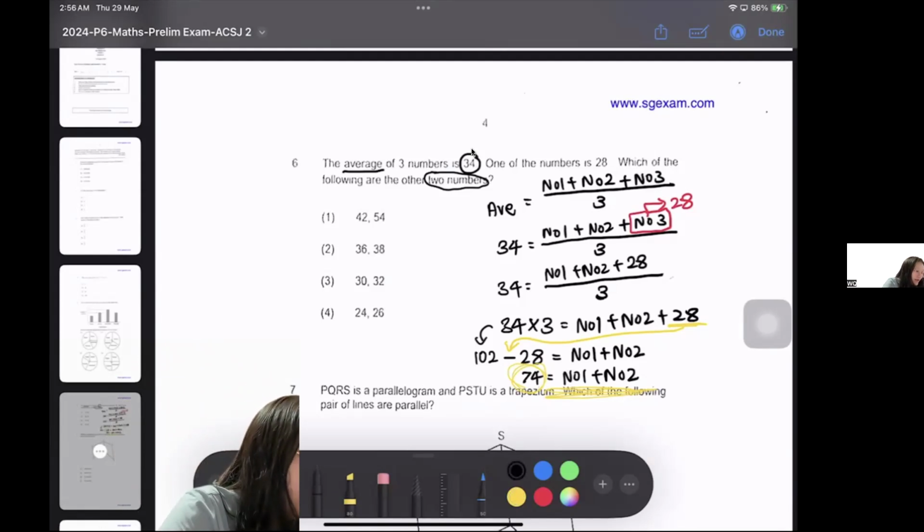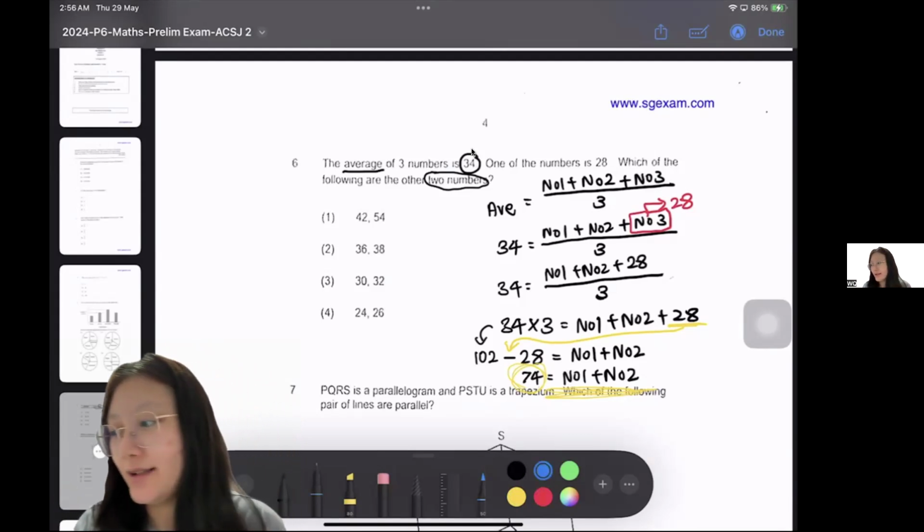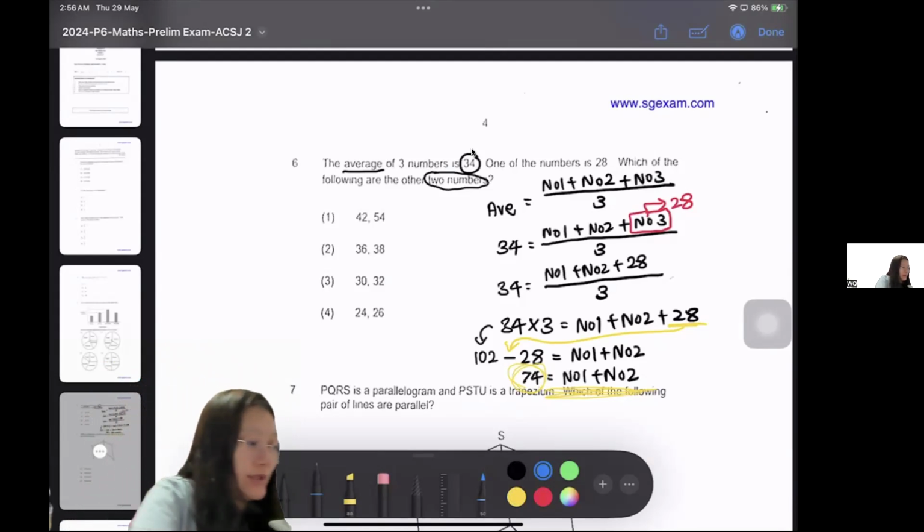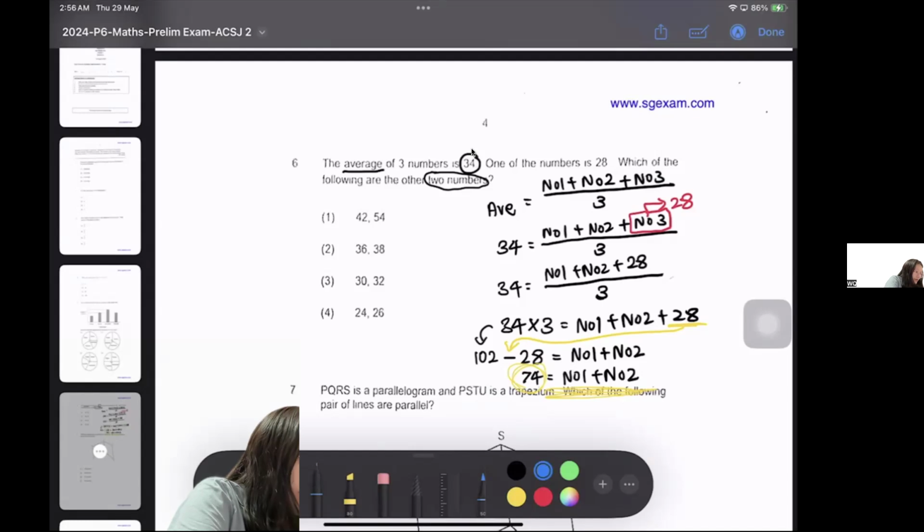Okay, so let's do this one. Let's do multiple choice option number 1, 42 plus 54. Because we're adding them up to see whether they add up to 74, which is what we need. So this equals 96, so it's not correct. Next, 36 plus 38 equals 74. Is the one we are trying to find 74? Yes, it is. So this is correct.